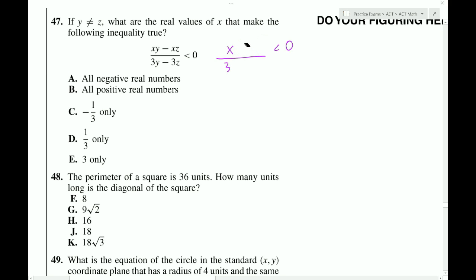So anyway, this cancels. So we get x over 3 is less than 0. We want to solve for x, so we multiply by 3, both sides. The 3's cancel here, and 0 times 3 is still 0. So we get x less than 0, which means that we're dealing with negative numbers.